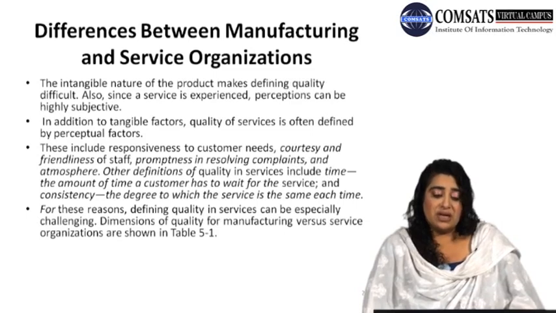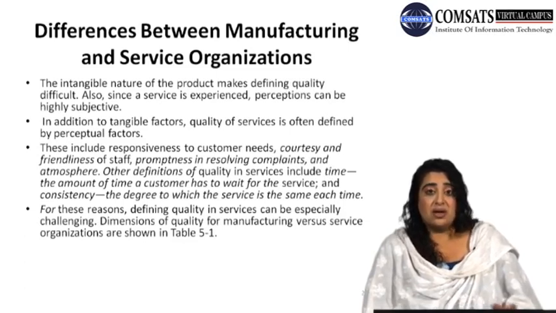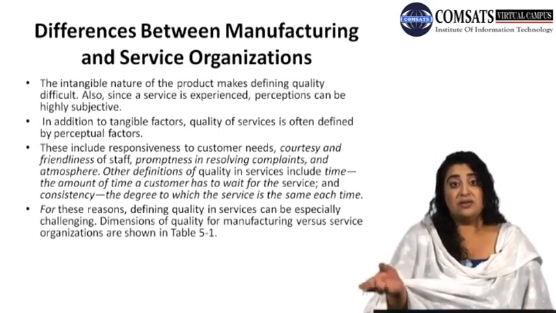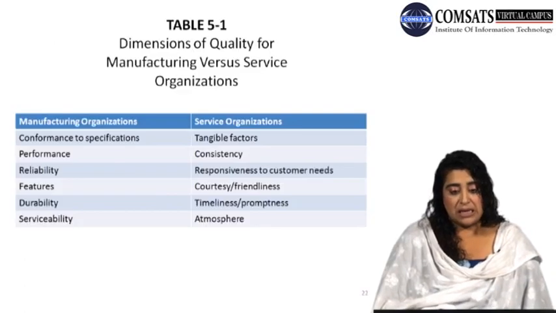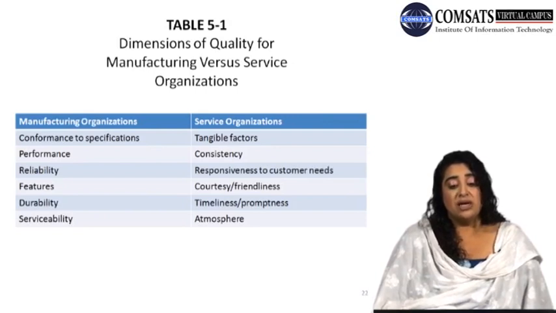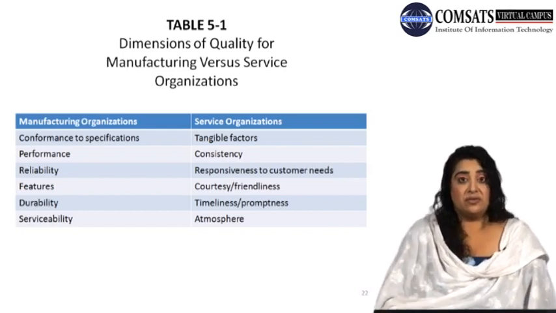Now for these reasons, defining quality in services can be especially challenging. So defining quality in services is very, very difficult. So dimensions of quality for manufacturing versus service organizations will be further shown in table 5.1. We'll look further in the next slides. So in this table 5.1 we're looking at the dimensions of quality for manufacturing versus service organizations.